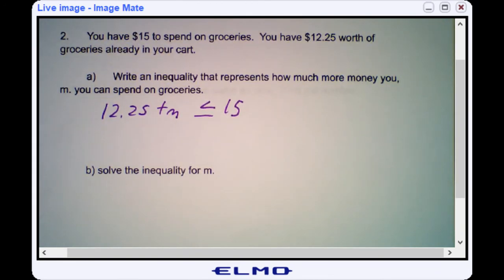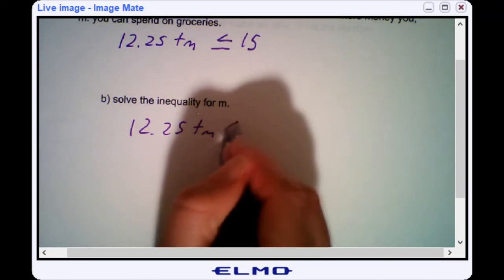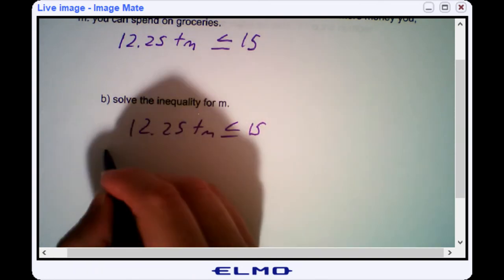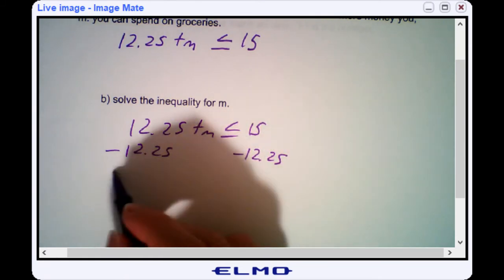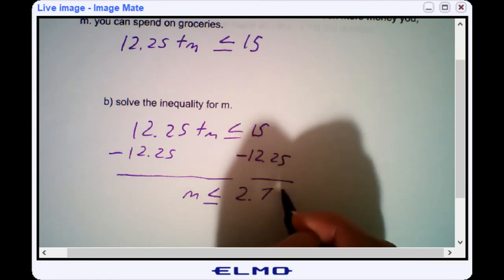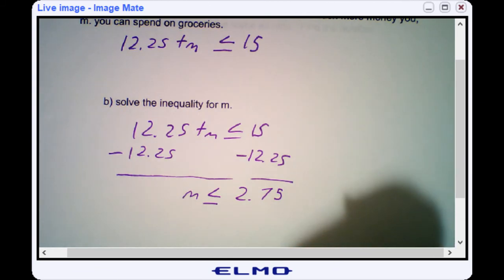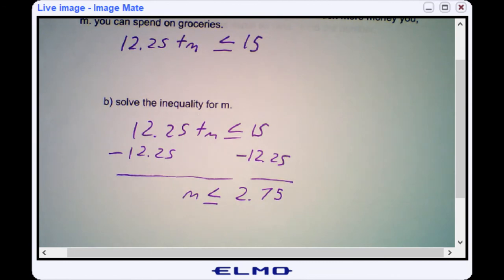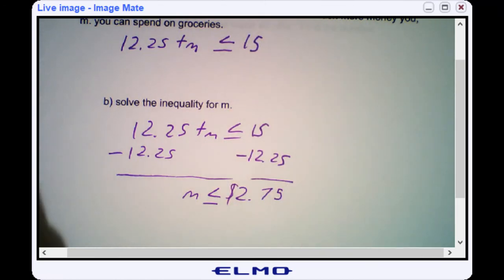Now we're going to solve it for m. So I'm going to rewrite it. We subtract $12.25 from both sides because right now we're adding, and the opposite of addition is subtraction. So m is going to be less than or equal to $2.75. So I can spend $2.75 more or less than that and be okay. We put a dollar sign since we're talking about money.